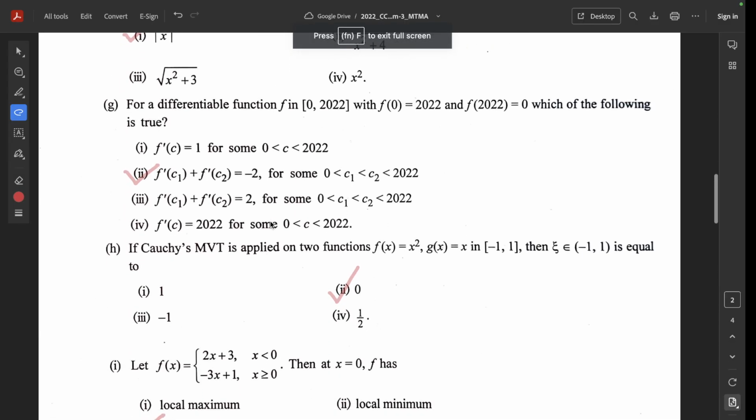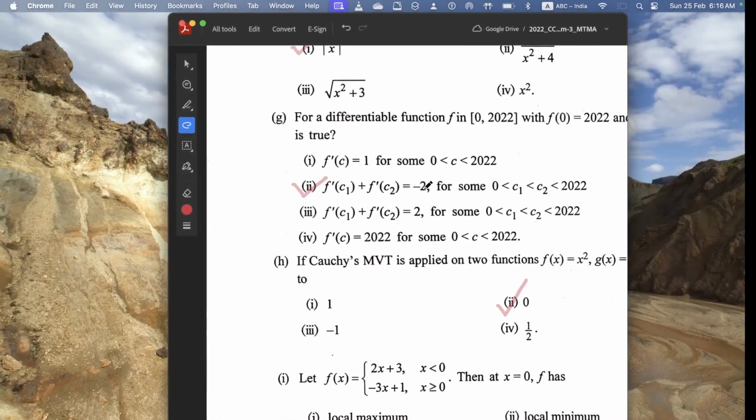Question 1G. For a differentiable function f in the closed interval 0 to 2022 with f(0) equal to 2022 and f(2022) equal to 0, which of the following is true? Correct option is 2: f dash c1 plus f dash c2 equal to minus 2 for some 0 less than c1 less than c2 less than 2022.